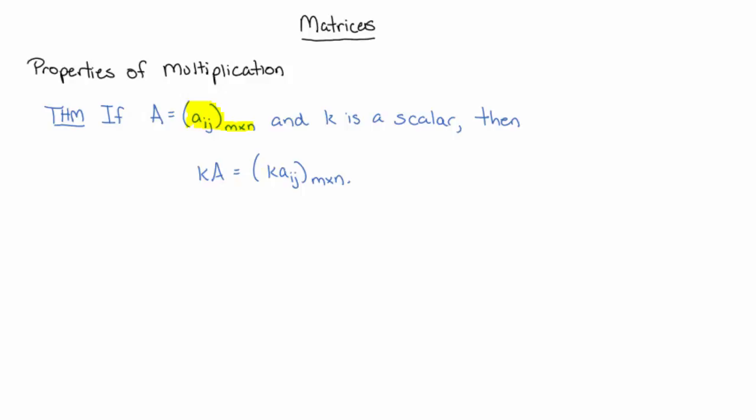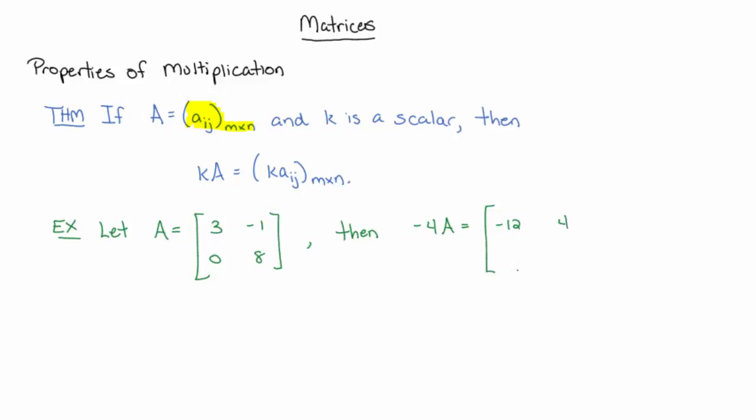And this is easily seen through an example here. So let's just make one up. Example, we're going to let A equal, let's just do a 2 by 2 for speed purposes, 3, -1, 0, and 8. Then let's do -4 times A. According to this theorem, all we need to do is apply that -4 as a multiple on each element within the matrix. So that would be -12, let's see, -4, so +4, 0, and -32.